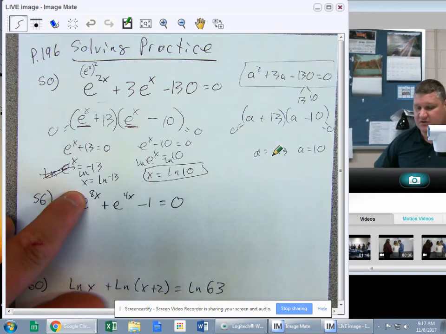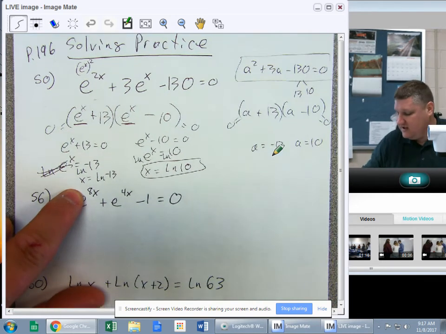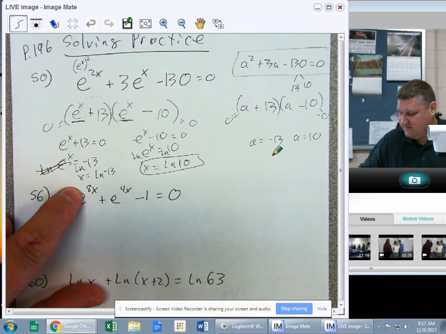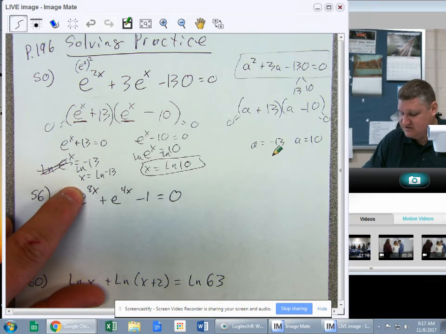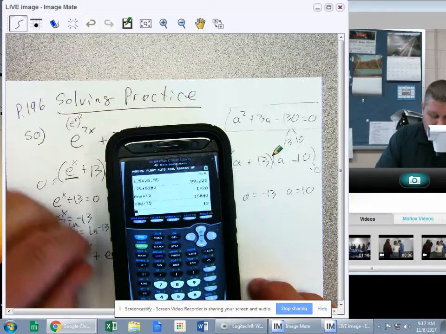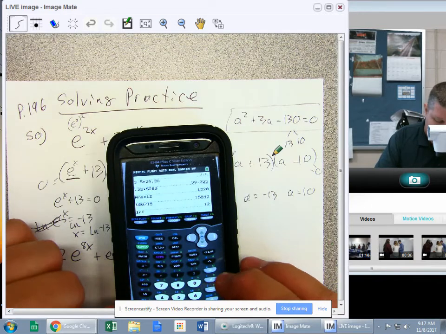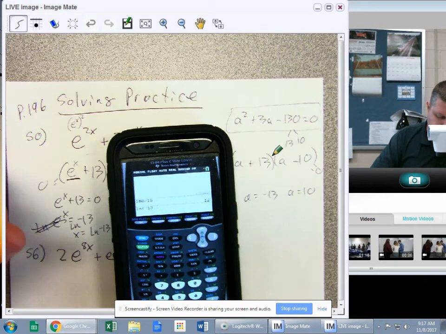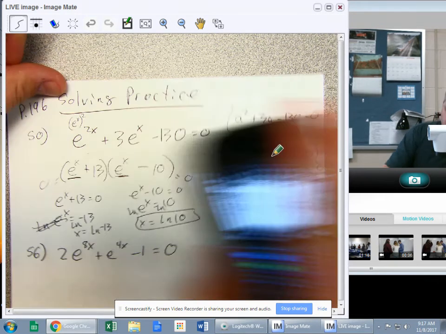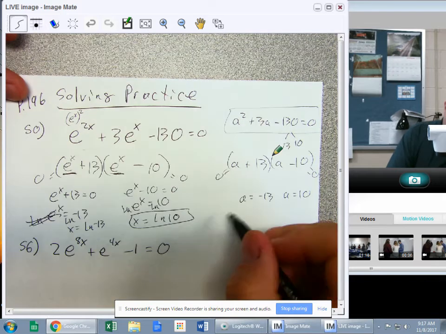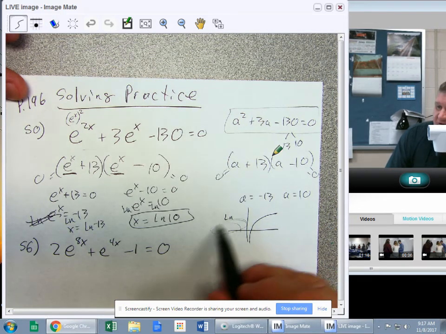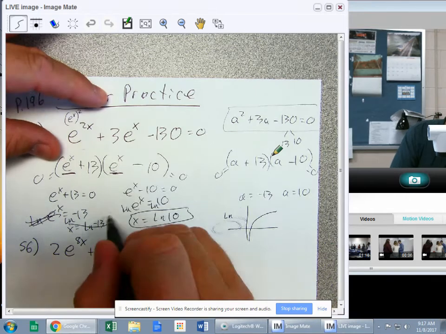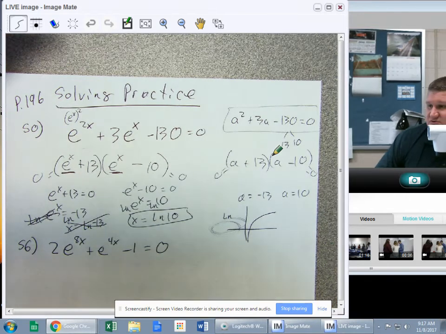This is not good because if I have the natural log of a negative number, that is not within my domain. Now, just in case you're not sure, here we go. We're going to take natural log of negative 13. Answer is error. And the reason is the graph of natural log looks like this. There are no negative numbers in the domain. So this is not a solution. That is your only solution.